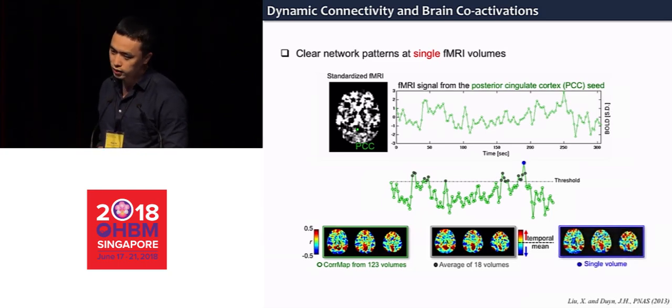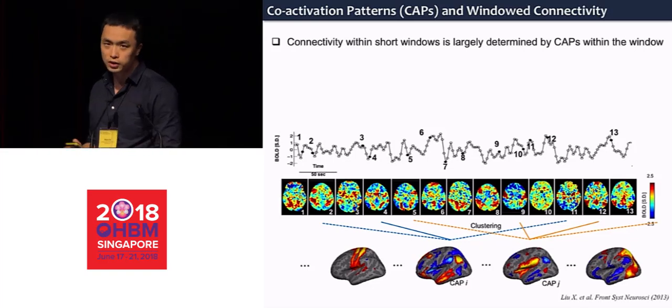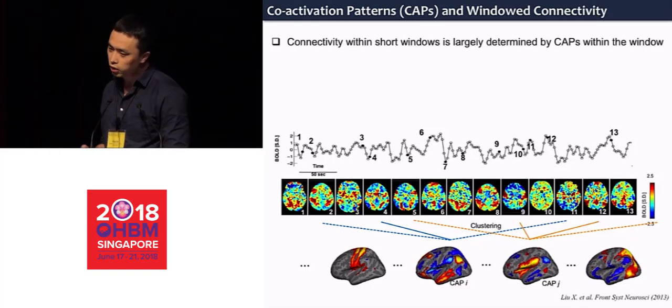But what's surprising is that if you pick just one time point, you already see very clear patterns, as clear as those correlation maps. And if you look at different time points, you see different types of patterns. I want to emphasize, for example, the last two: they show significant overlap, but they are definitely different from each other.